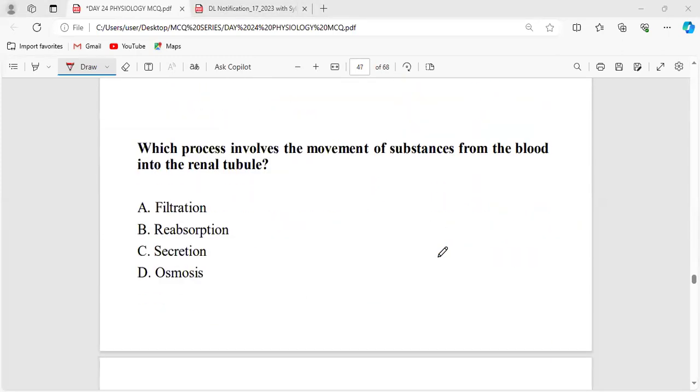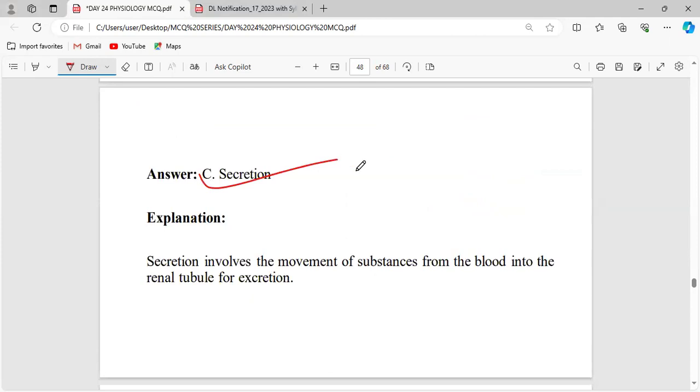Hydrogen, right? Which process involves the movement of substances from the blood to the renal tubule? That will be secretion. Very good.